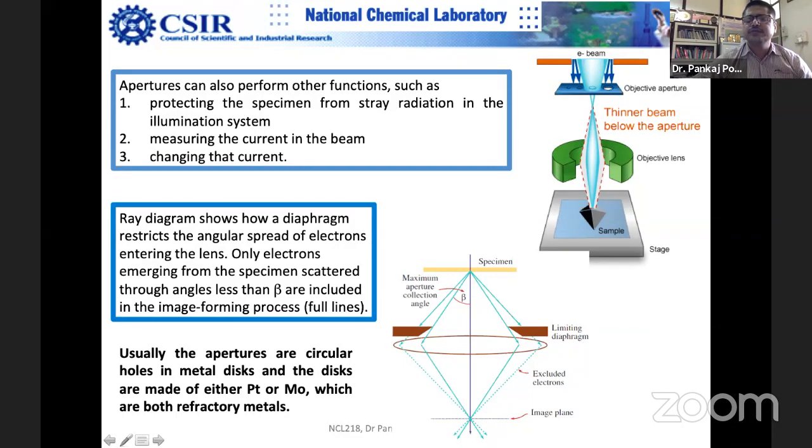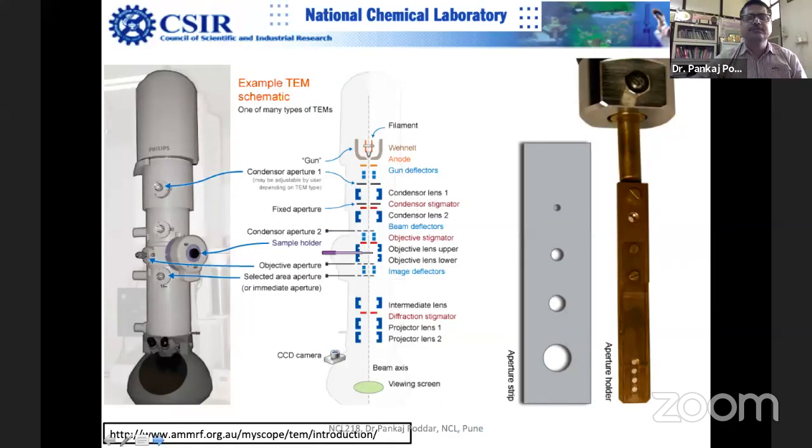When you send the beam down to the projector lens 1, projector lens 2, and finally to the screen. So the role of aperture is highly important in the beam quality, as important as the quality of the electron source, electron lenses, and aperture. These are three very important parts. So that's why I'm putting a lot of time here on apertures, and you will start noticing how important these roles are. So these are real life pictures of different kinds of apertures.